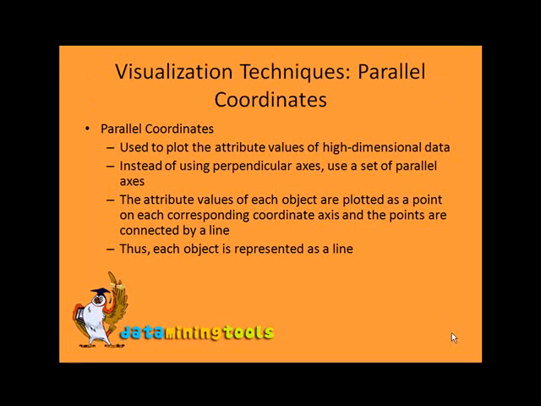Let's understand parallel coordinates visualization technique. Under parallel coordinates, instead of using perpendicular axes, we use a set of parallel axes. These are used to plot the attribute values of high dimensional data. The attribute values of each object are plotted as a point on each corresponding coordinate axis, and the points are connected by a line. Thus, each object is represented as a line.